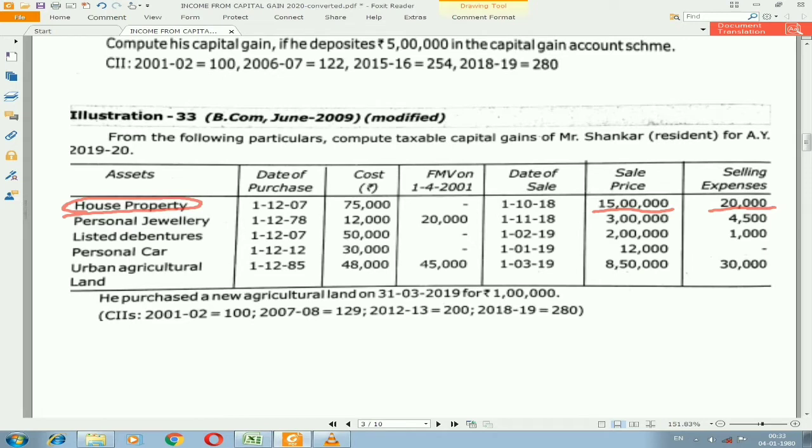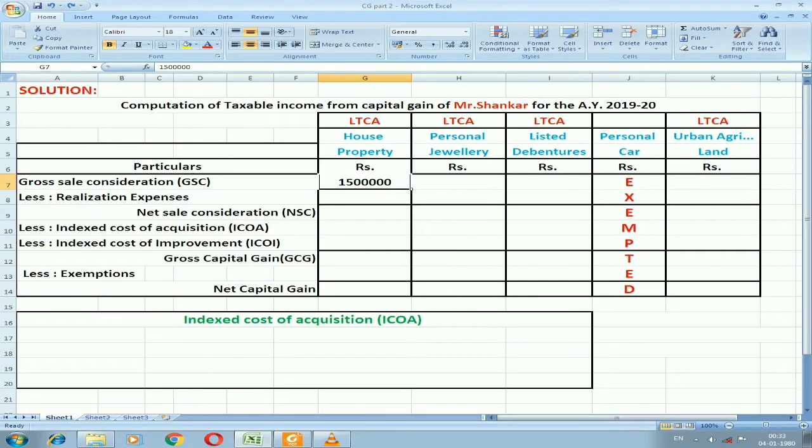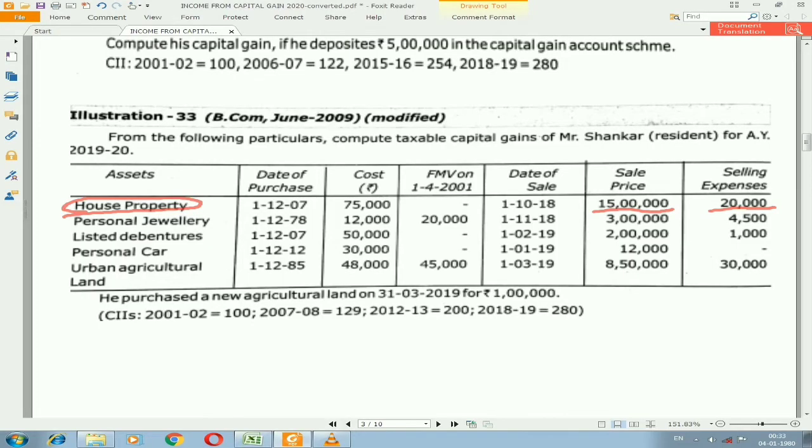So after deducting that 20,000 from the selling price, I'll get an amount of rupees 14 lakh 80,000 as net sale consideration. Then we need to calculate the indexed cost of acquisition. For that you need to check whether it is purchased before 2001 or after 1/4/2001. So let us see, it is purchased on 1/12/2007. As you can see, it is purchased after 1/4/2001.